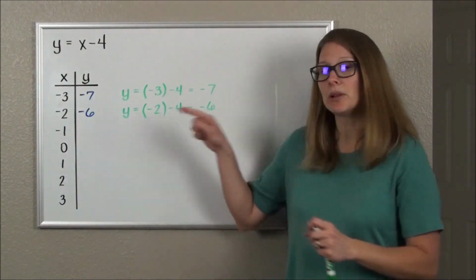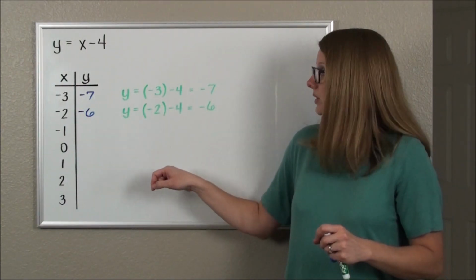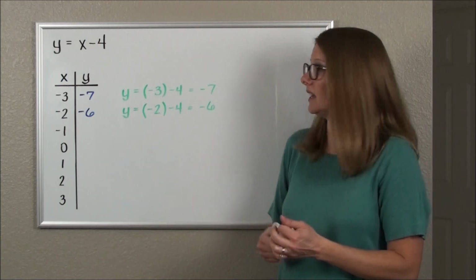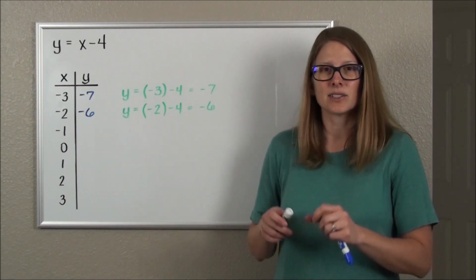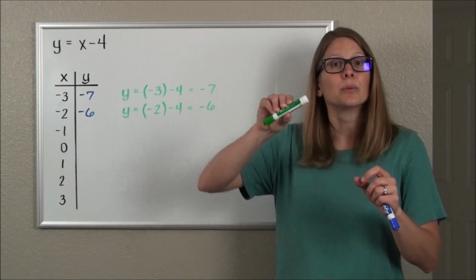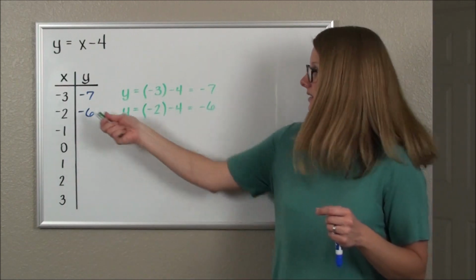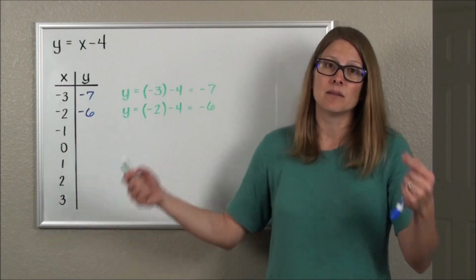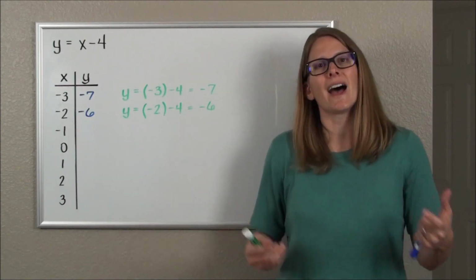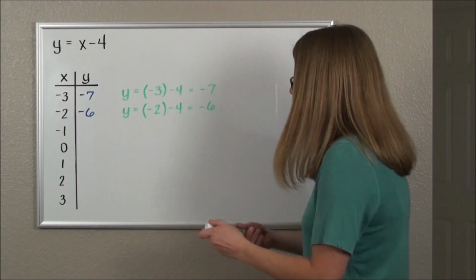Now if you were to try and plot these points right now, you'd find that these points might not be very far apart, and so there might be a lot of wiggle room for inaccuracy if that's all you had. So what I would suggest is continuing the table to gain more points, which will result in more accuracy down the road. So let's try the next one.